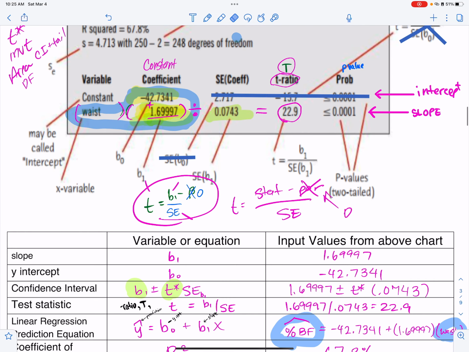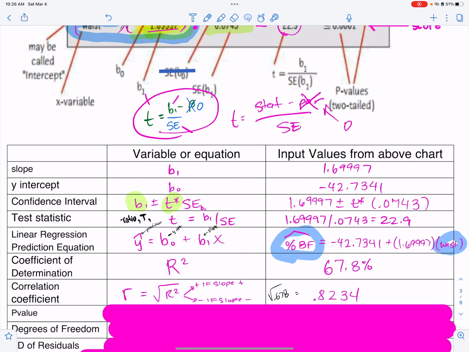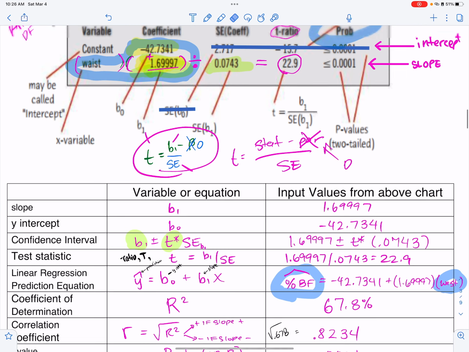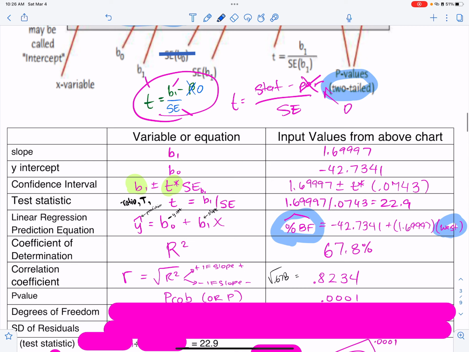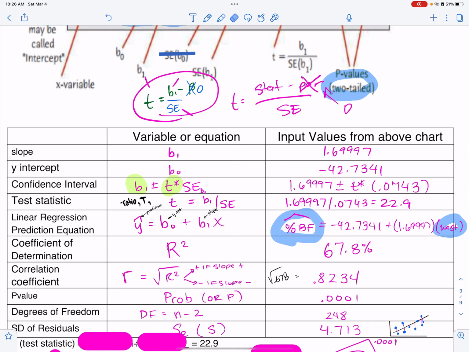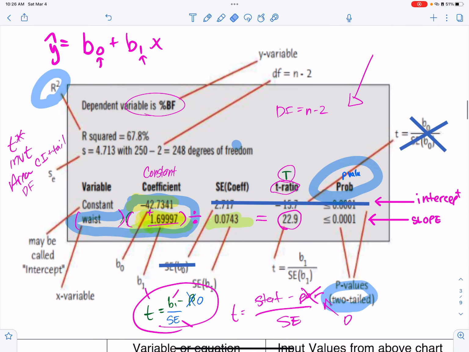All right, your p-value is located right here. It usually says probability or p-value. The p-value is two-sided, so take note of that. Most of our linear regression tests are two-sided, but if it is a one-sided test, make sure that you divide your p-value by 2. Degrees of freedom, as I just discussed, is n-2. And the standard deviation of residuals is SE, and it's located up here. It says S or SE.